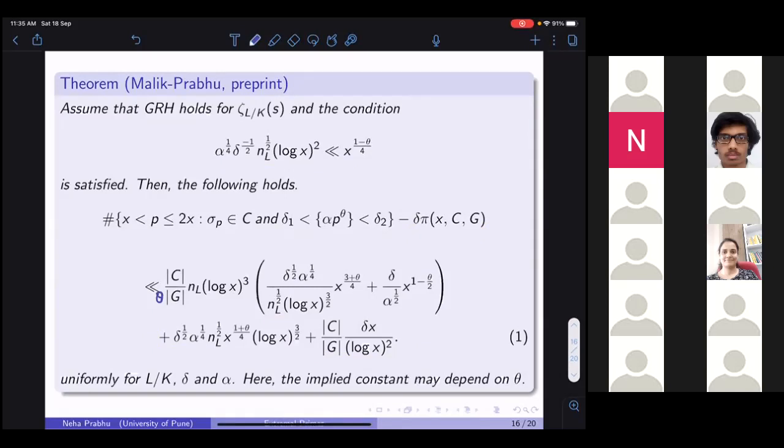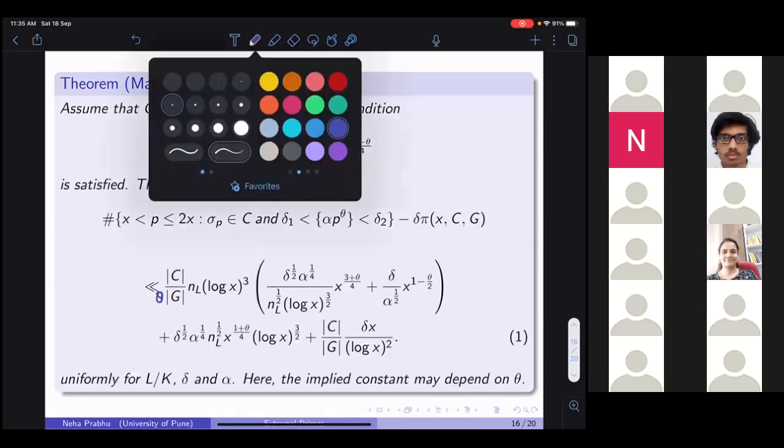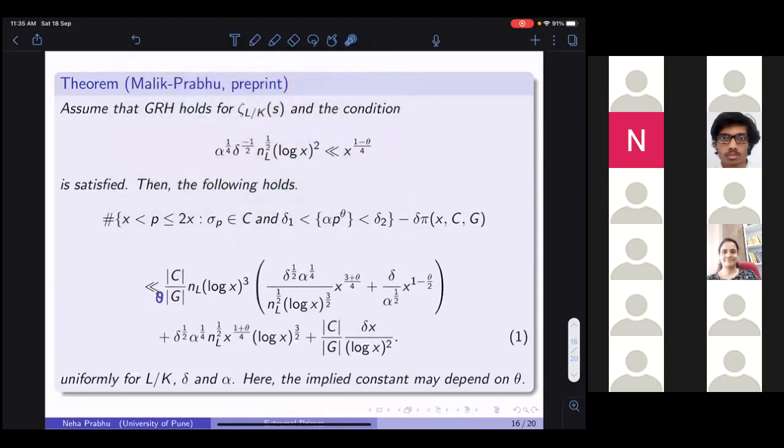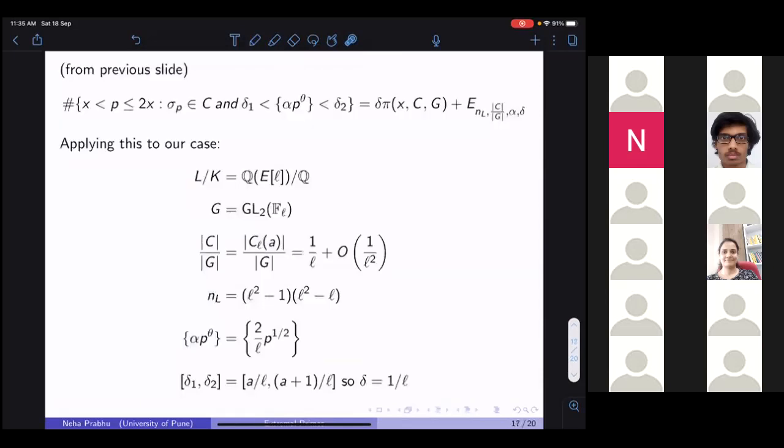But if one wants, you can actually find out the dependence on theta as well. It was messy enough as it is, so we just treated it as a constant. Okay, so this is the theorem, but I will not prove it, just use it to finish the bound for extremal primes, the model.